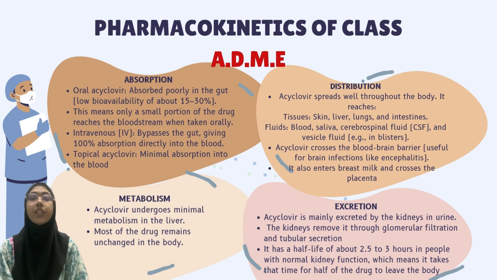So the half-life of acyclovir. The half-life of acyclovir is about 2.5 to 3 hours in people with normal kidney function. This means it takes 2.5 to 3 hours for half the drug to leave your body. If you are taking 100 mg, only 50 mg will remain after 3 hours, and then 25 mg after another 3 hours, and so on.